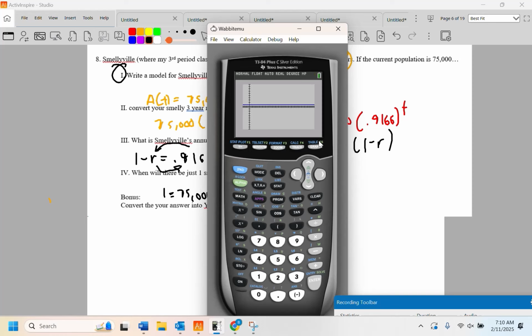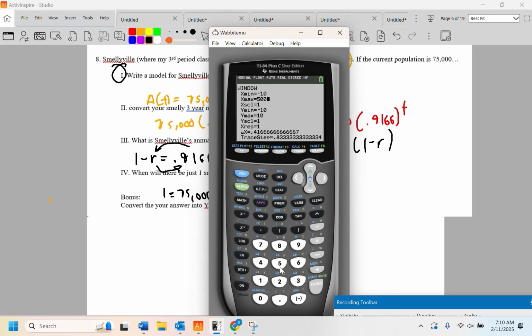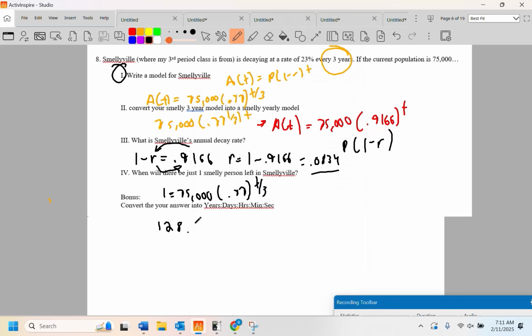And I'm waiting. It didn't happen within 100 years. Huh. Okay, 500 years. And there she is, my intersection. Second trace 5. Enter, enter, enter. 128.84572. So here's the bonus. I have 128 years.